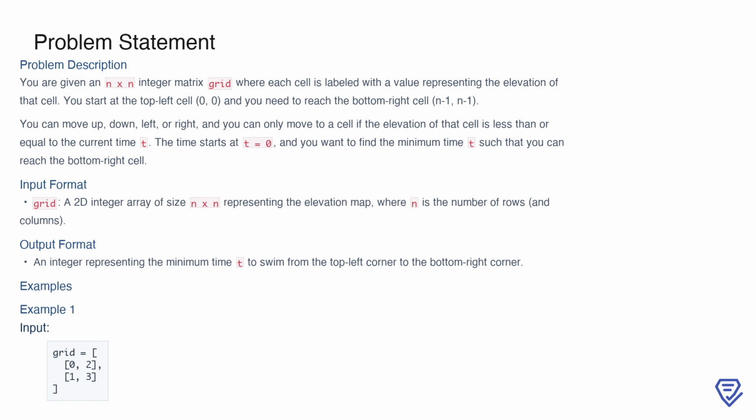You are allowed to move in 4 directions: up, down, left, or right, but there's a catch. You can only move to a neighboring cell if its elevation is less than or equal to the current time t. At the start, time is set to t equals 0, and it gradually increases. Your task is to determine the minimum time t needed to successfully swim from the top left cell to the bottom right cell. The input consists of the grid, which is a 2D array representing the elevation map, while the output is an integer representing the minimum time required to complete the journey.